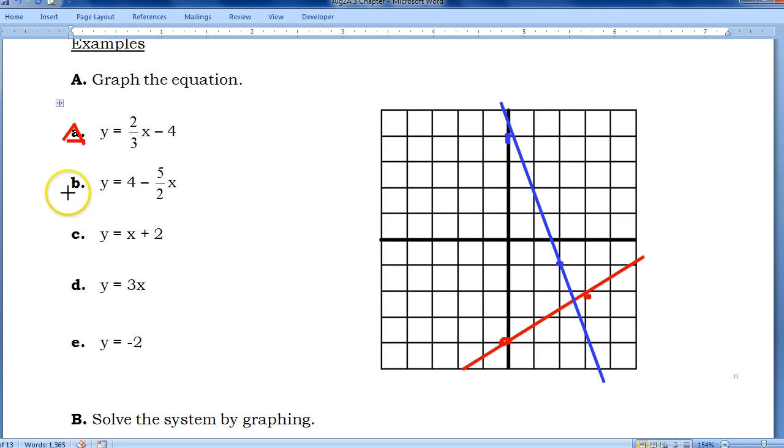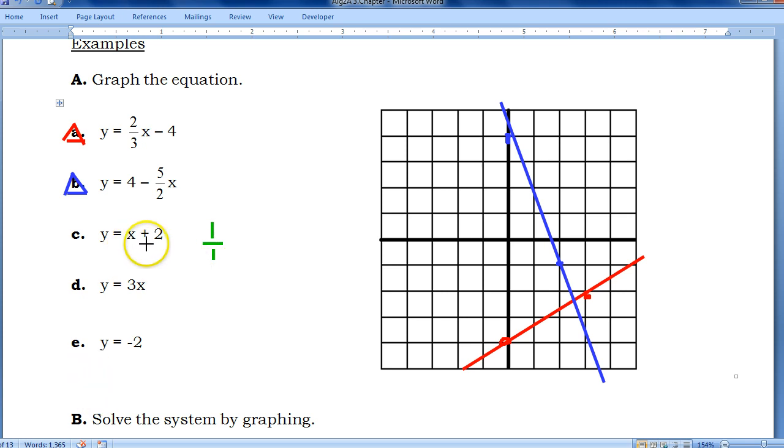So, letter C is y equals x plus 2. So the format is a little different on this one because I don't have a number in front of my x. But when there's no number in front of your x, that means your slope is 1. And anytime you have a whole number for a slope, you can always write it over 1 to turn it into a fraction. So now you have your rise over your run.